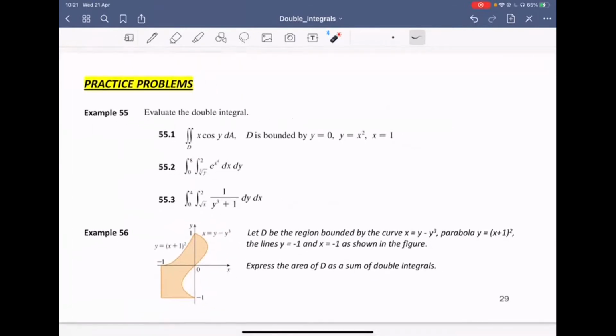Integration in two dimensions using the x dy. All right, so we're gonna spend more time on integration, but we're gonna talk about polar coordinates.